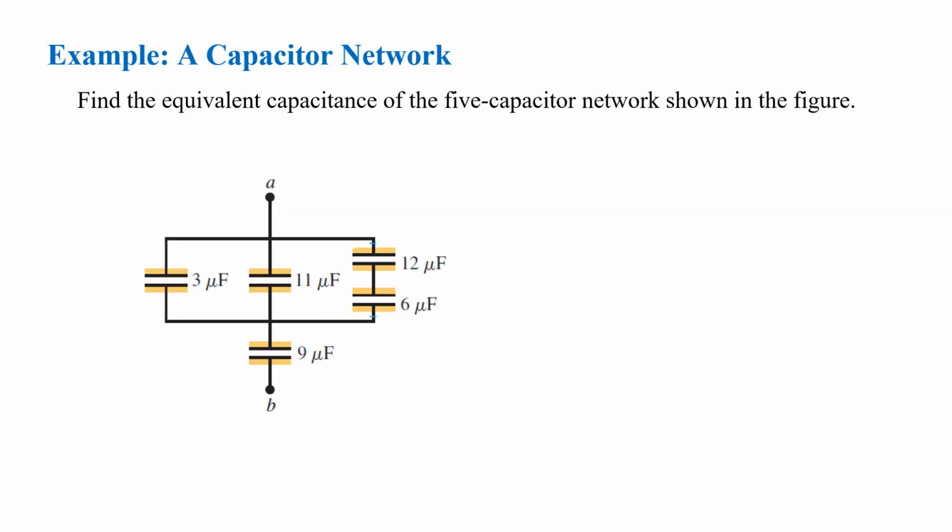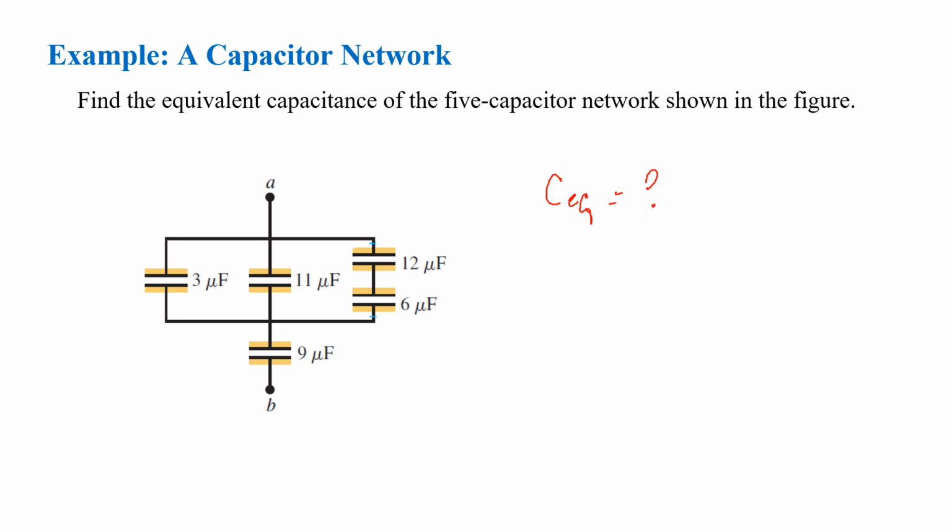So let's have an example. This is an example of capacitors in a network. Find the equivalent capacitance of the 5 capacitor network shown in the figure. Here we have 5 capacitors: 3 microfarads, 11 microfarads, 12 microfarads, 6 microfarads, and another of 9 microfarads. We are asked to find the equivalent capacitance of the capacitor network.